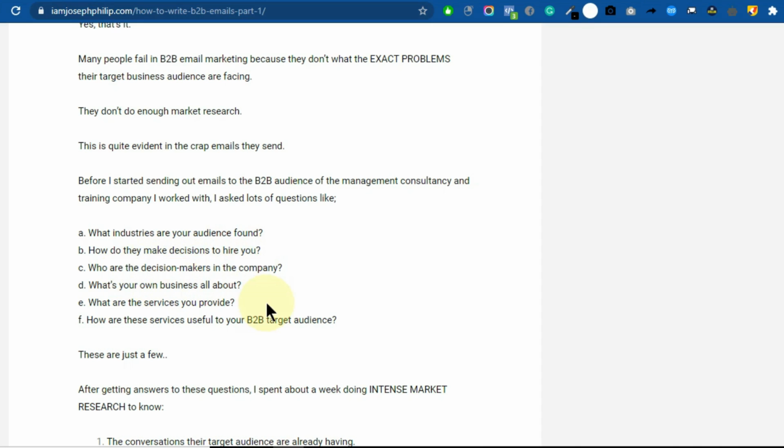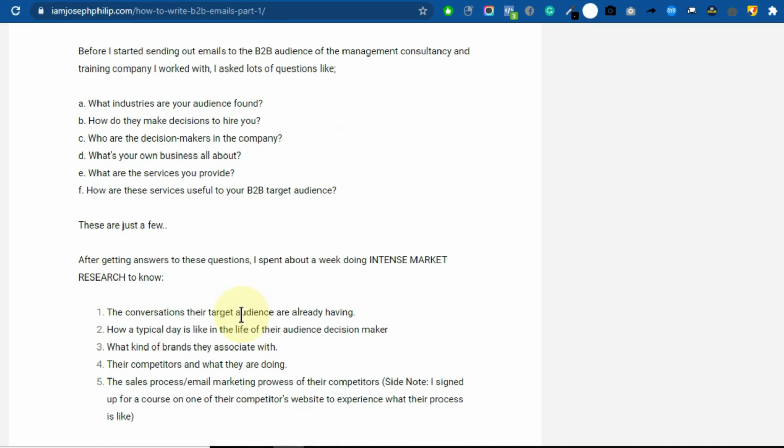Now, if you are an email copywriter like myself and you are offering this service to companies, you need to be able to find out this particular question. What's the business you're writing for? What's the business all about? And what are the services they provide? And how are these services useful to your B2B audience?